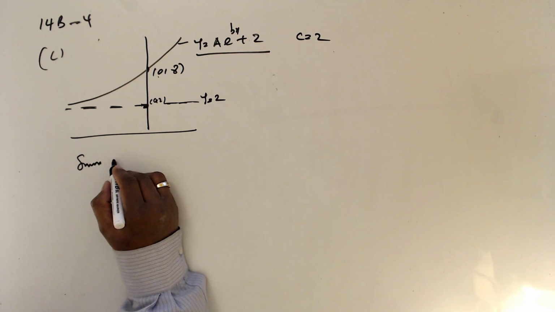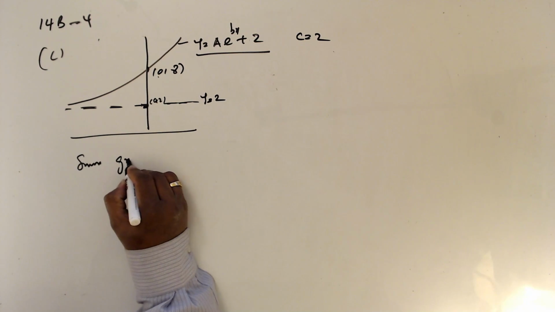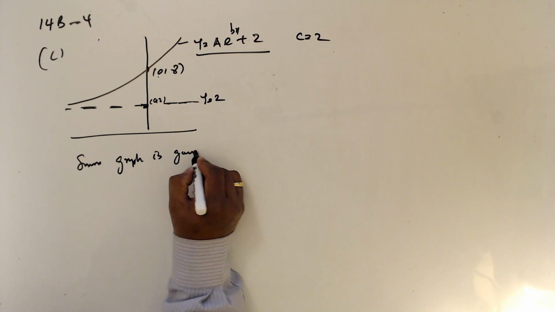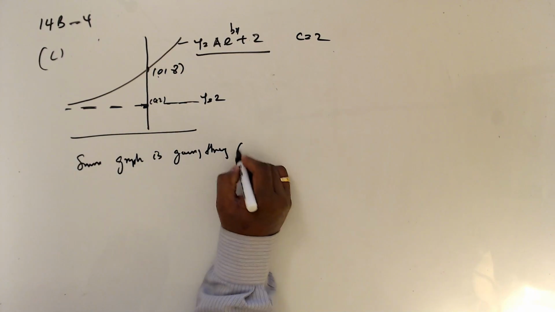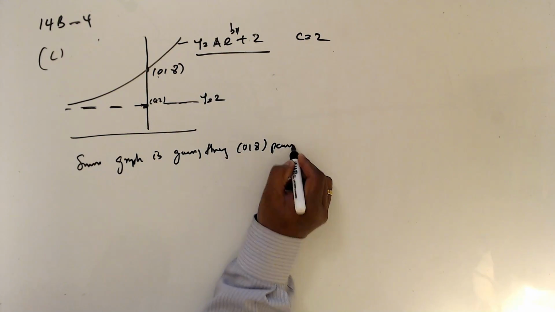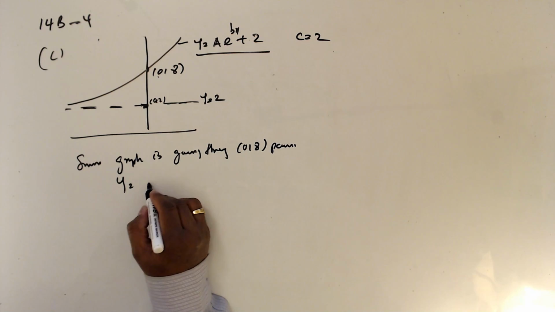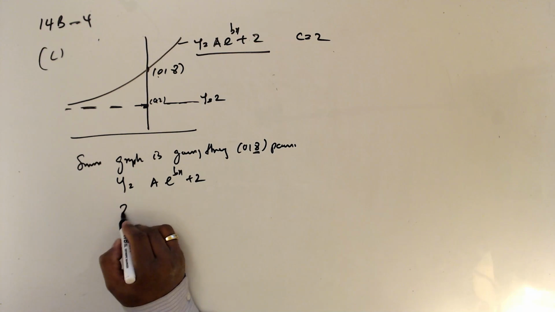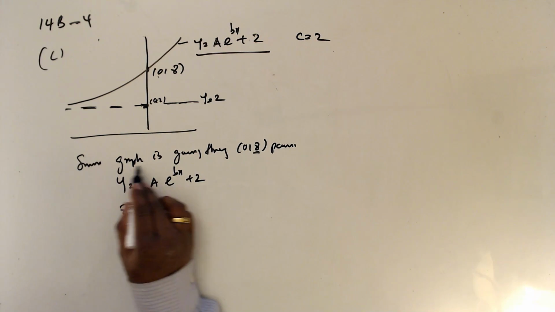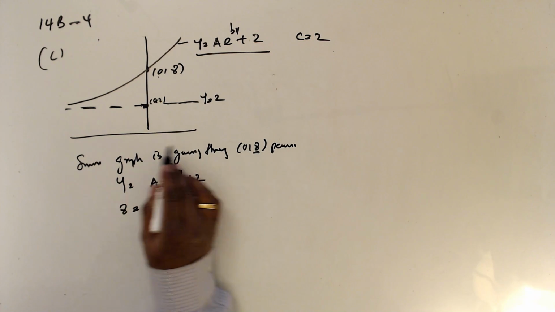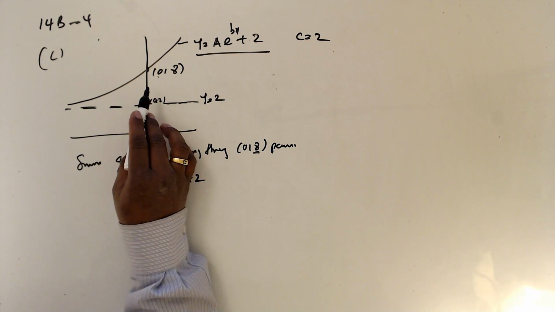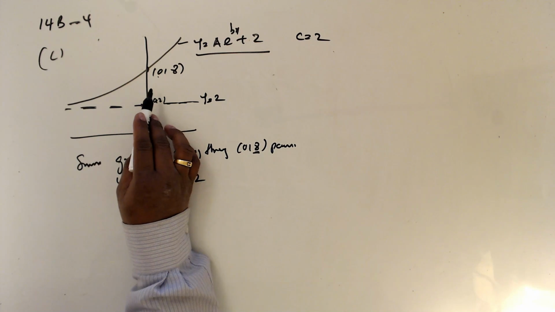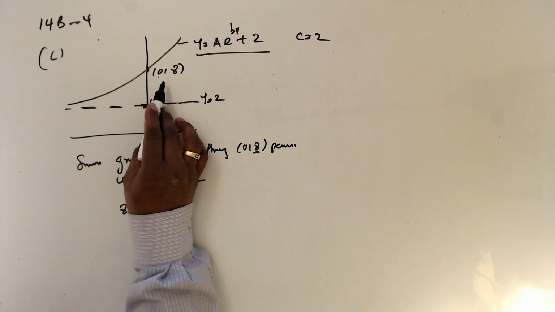Since the graph is going through the 0, 8 point, y equals A e^(BX) plus 2. Now the y value is 8. Since the graph is going through the 0, 8 point, it should be satisfied. The point should be satisfied by the graph.